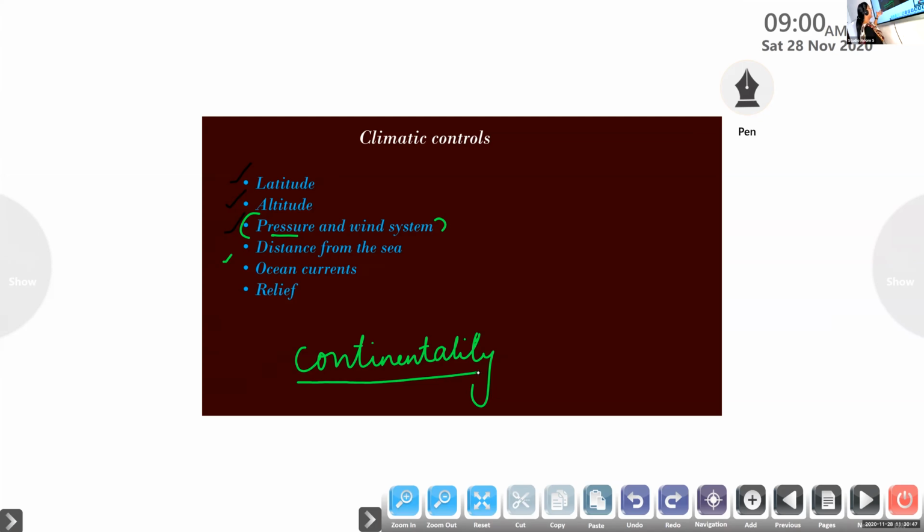Next point, ocean currents. What are ocean currents? When we discussed the wind, we learned wind is a movement of air from high pressure to low pressure area. Okay, similarly, there is a movement in ocean water. Movement of ocean water from one place to another is known as ocean currents. It is because of the difference in temperature or density.